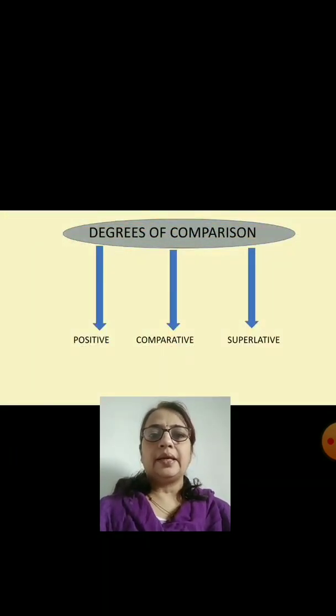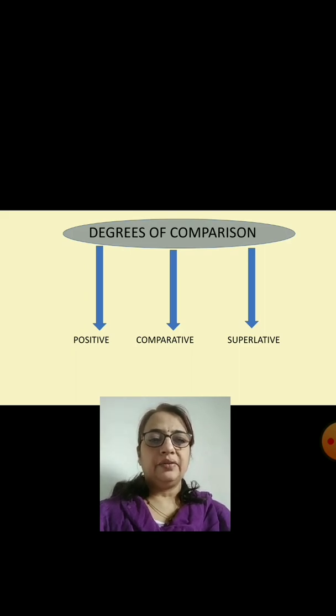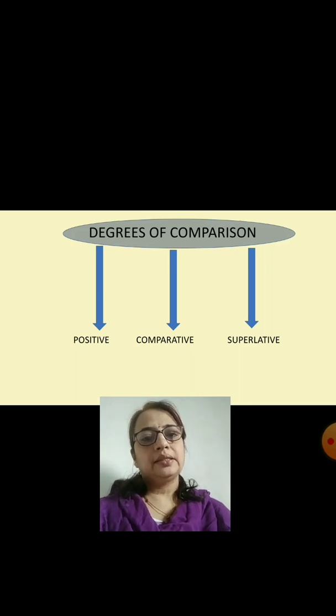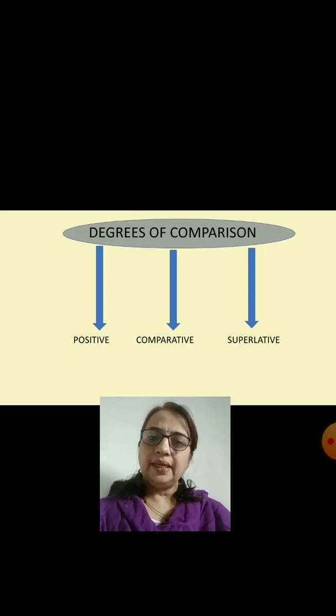There are three types of degrees of comparison. Okay. The first one is positive degree, the second one is comparative degree, and the third one is the superlative degree. Positive degree, comparative degree, and superlative degree. These are the three types of degrees of comparison. Let us see each of them in detail with examples.